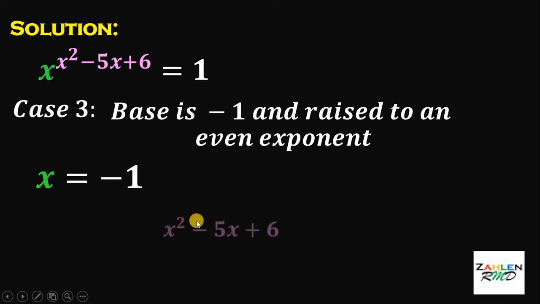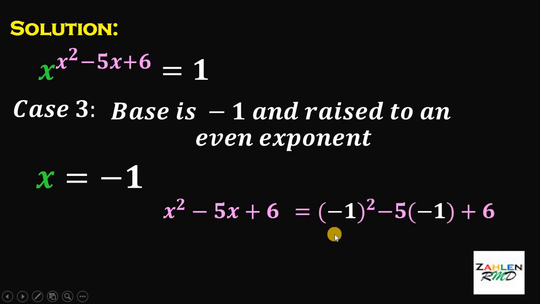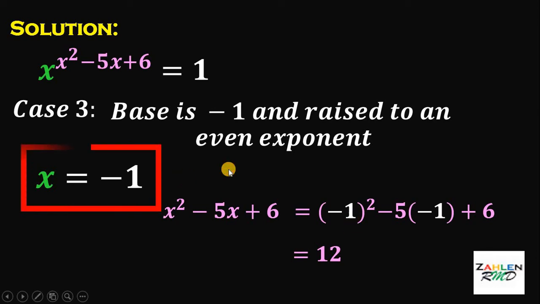So let's see. We have x squared minus 5x plus 6. Let's substitute x equal to negative 1. If we do that, we get negative 1 squared minus 5 times negative 1 plus 6. Now simplify and we get the answer of 12. Now since 12 is an even number, therefore x equals negative 1 is also part of our solution.